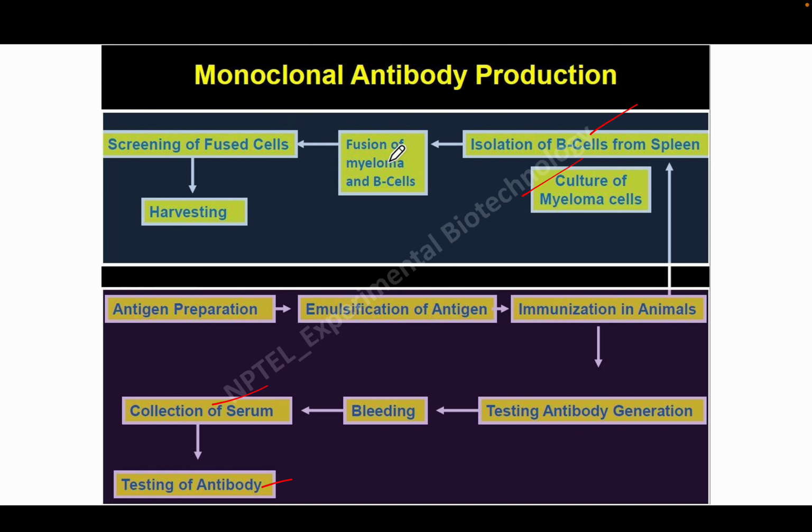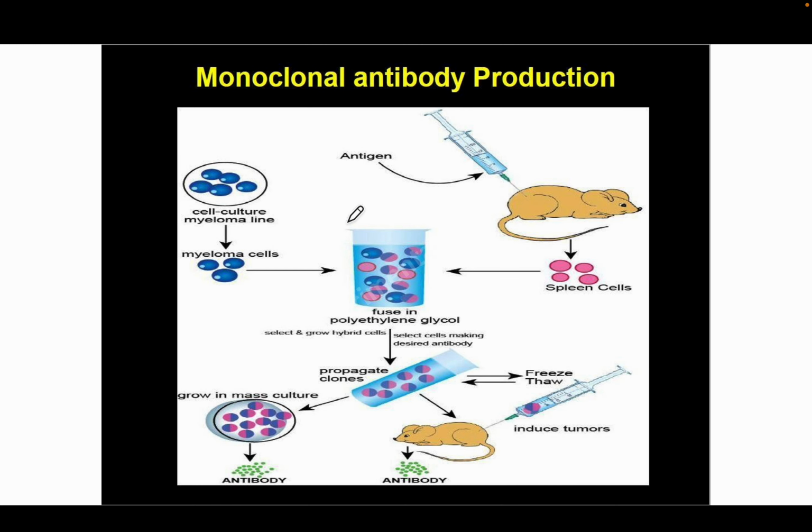And then what you do, fusion of myeloma and B cells. So what you will do after immunization, you collect those B cells from spleen, and also you culture myeloma cells. And what is happening, you fuse the myeloma cells with those isolated B cells, and then you screen for fused cells. So whenever those myeloma and B cells will be fused, you screen for those and you harvest. So in a cell culture myeloma, this is the myeloma cell culture line, so you collect those and then you fuse with those spleen cells, and some cells will be fused, okay.